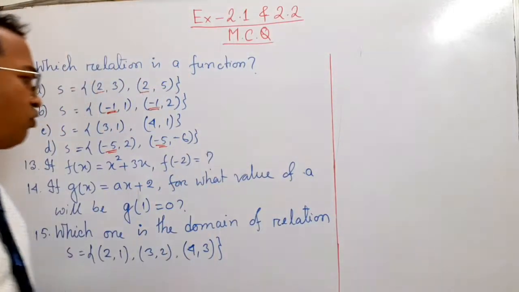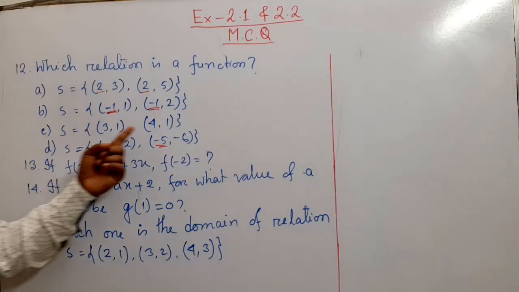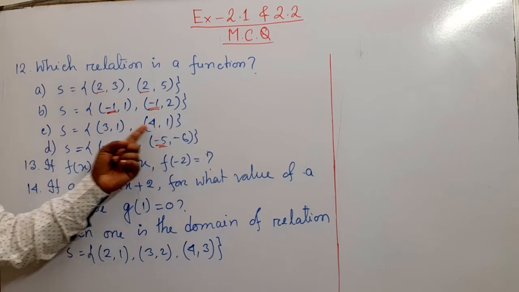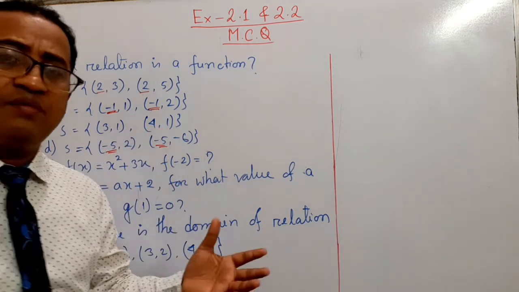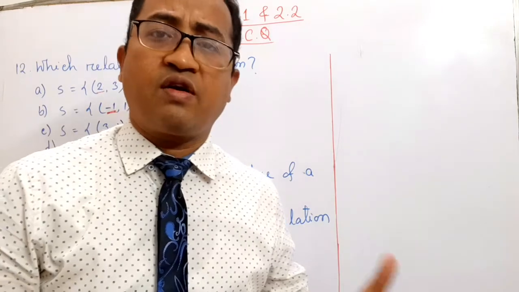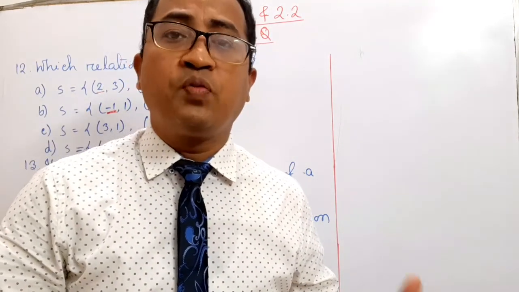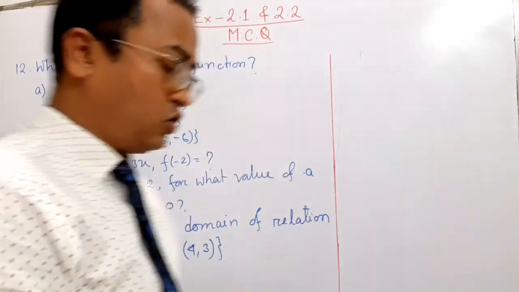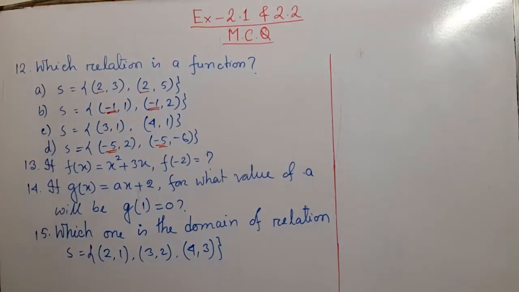A relation is a function if the first elements are not the same. But look at option C: (3, 4). The first elements are not the same. The second elements may be the same or may not be the same. This is not a factor. But the first elements should be different, should be distinct. So option C is correct.